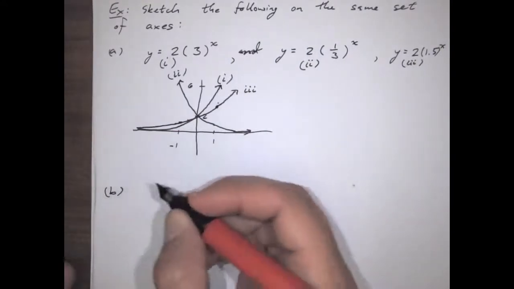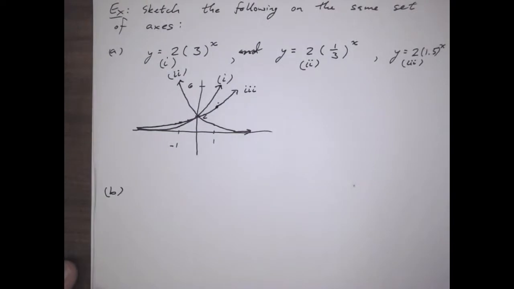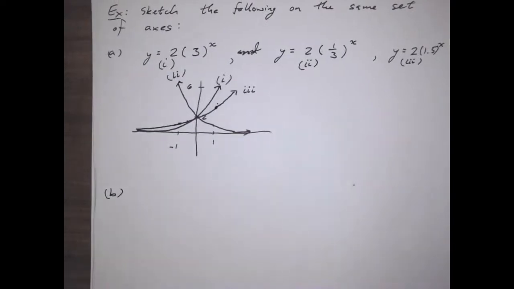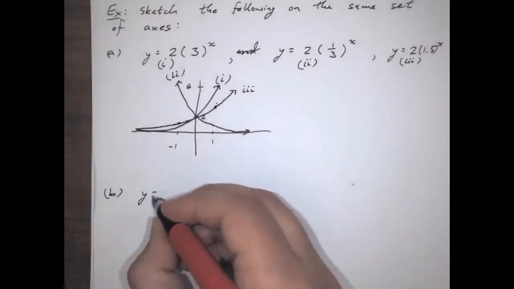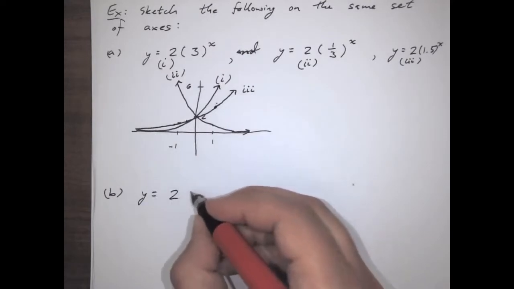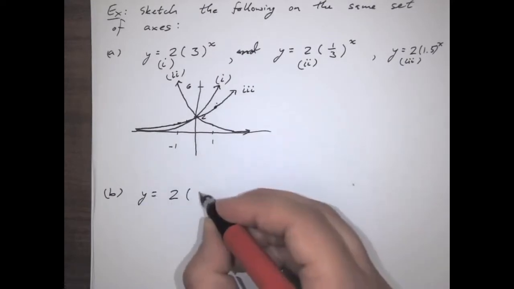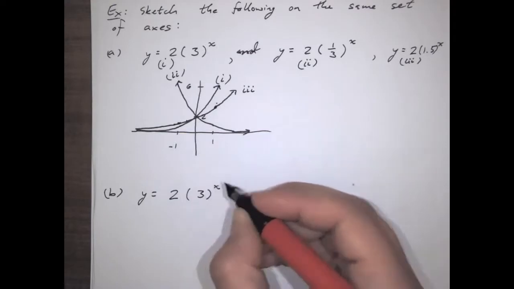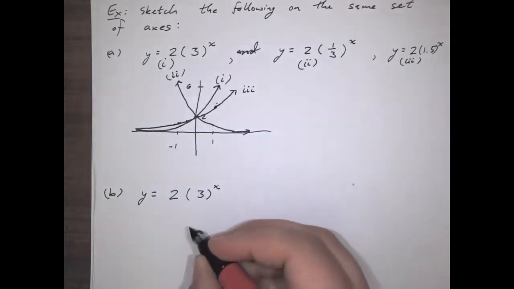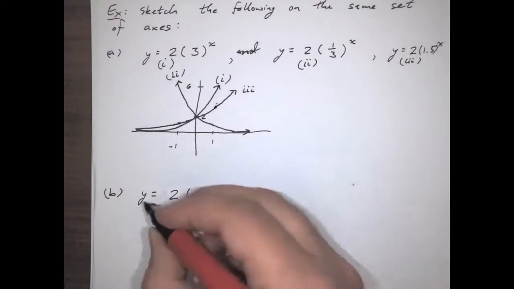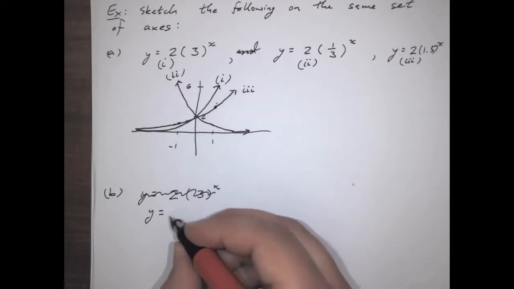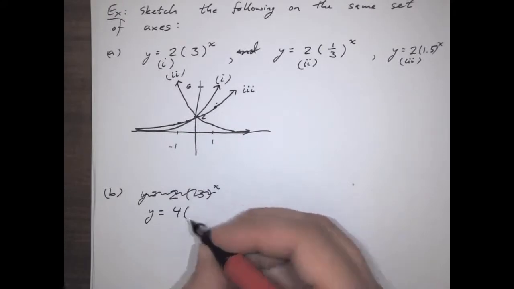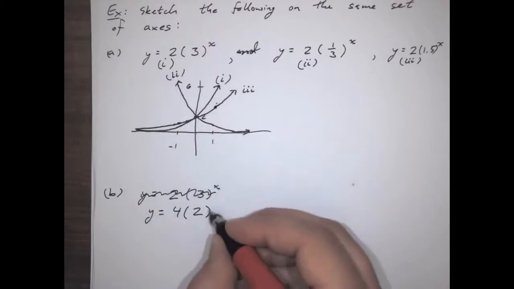Second case, what we're going to have is a collection of 3 exponential functions that share the same value of b and differ in their a. So let's say y equals 2 times, let's say 3 to the x. Actually, that's the same as the problem on the homework. So let me make a quick change. Y equals 4 times 2 to the x.